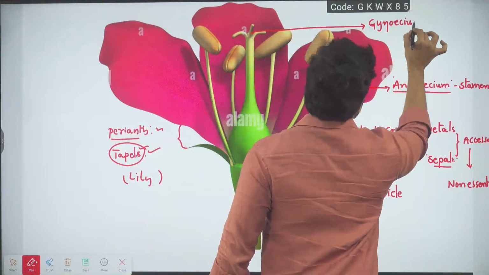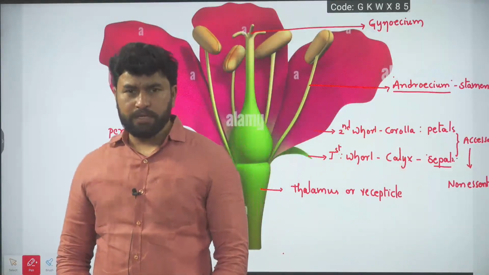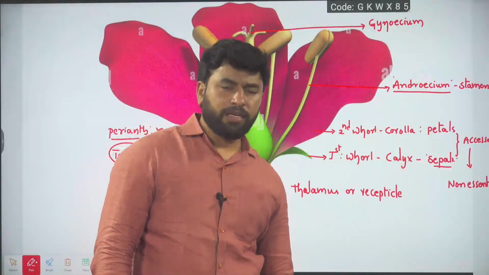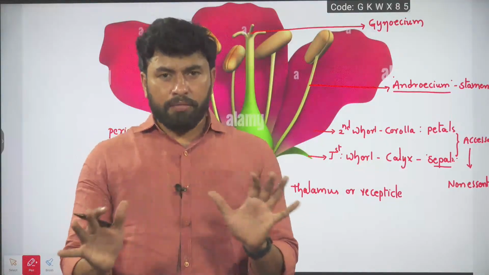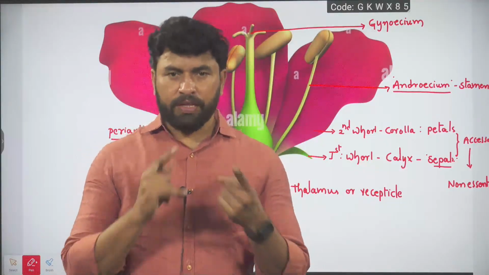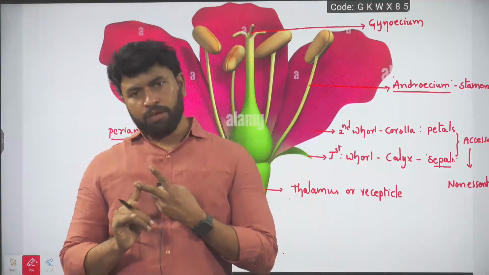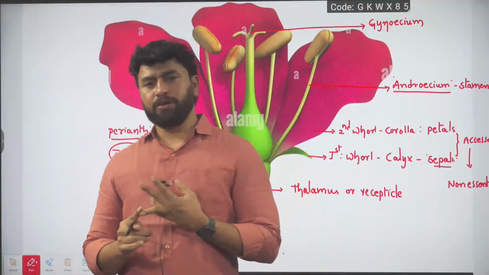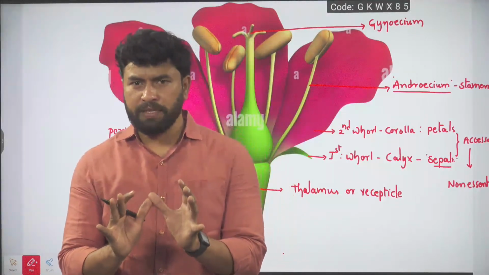Gynoecium, the innermost. Be careful. Sometimes they even ask, what is the first whorl, what is the second whorl, what is the third whorl and fourth whorl. Whorl numbers do not change. The outermost whorl is the first whorl, calyx. Second whorl, corolla. Third whorl is androecium. Fourth whorl is gynoecium. Their numbers must be fixed.